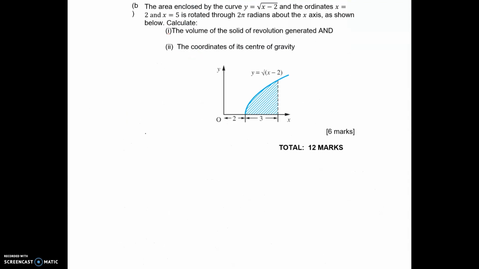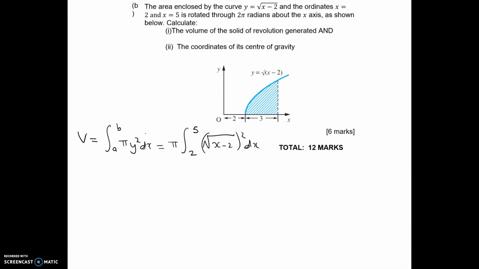The last part of this question is relatively straightforward. You're given the formula for the volume as a line is rotated around the x-axis, so just choose carefully, make sure you've got the right one. So it's the integral between a and b of pi y squared dx. Put the pi at the front, and in this case you're integrating between 2 and 5 of the square root of x minus 2 squared with respect to x.